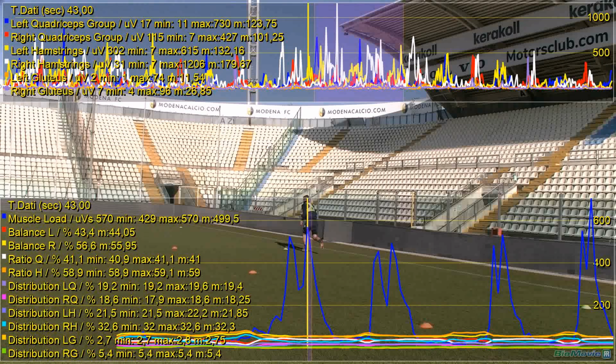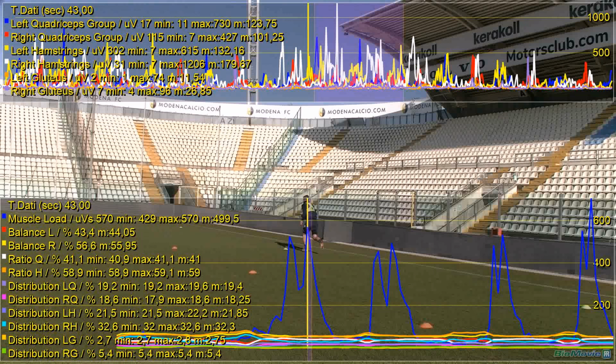Another advantage of testing the athlete on the field is this one. We have the possibility to see different aspects that are normally not visible. In this case, it is a running for a soccer player, reproducing what they normally do. So acceleration, deceleration, and reacceleration.